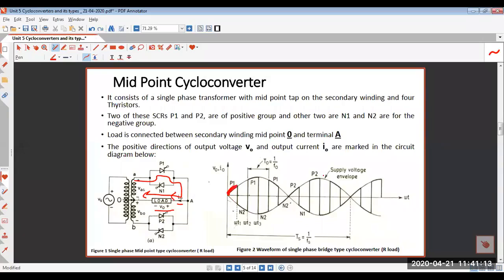Now, how come we have this negative envelope? Basically, A is positive and B is negative, right? So this voltage is, what is this voltage? This voltage is VAB, means B to A, right? Means B to A.